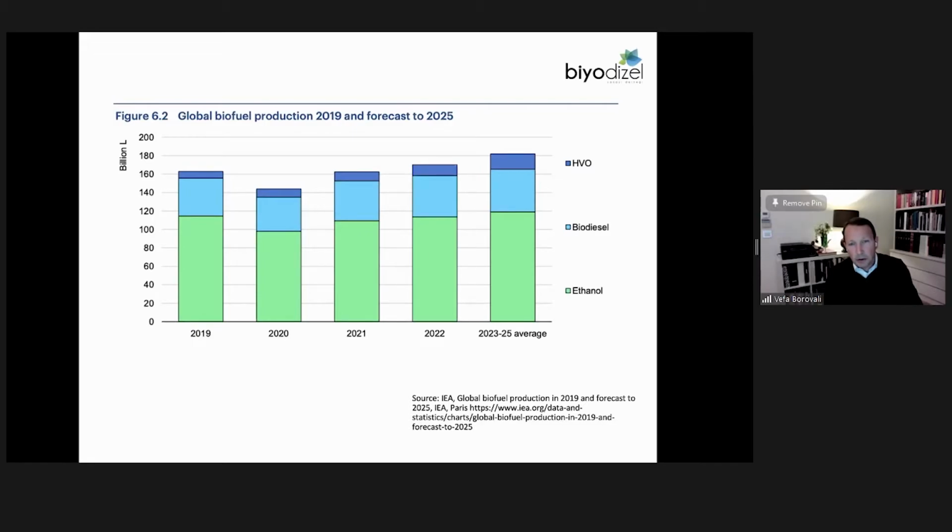But hopefully leaving COVID behind, we are expecting a recovery in 2021 and then a gradual increase in the years to come. As you can see, the increase will come basically from all types, but mostly from the ethanol, bioethanol, and hydro-treated vegetable oils, the green diesel.